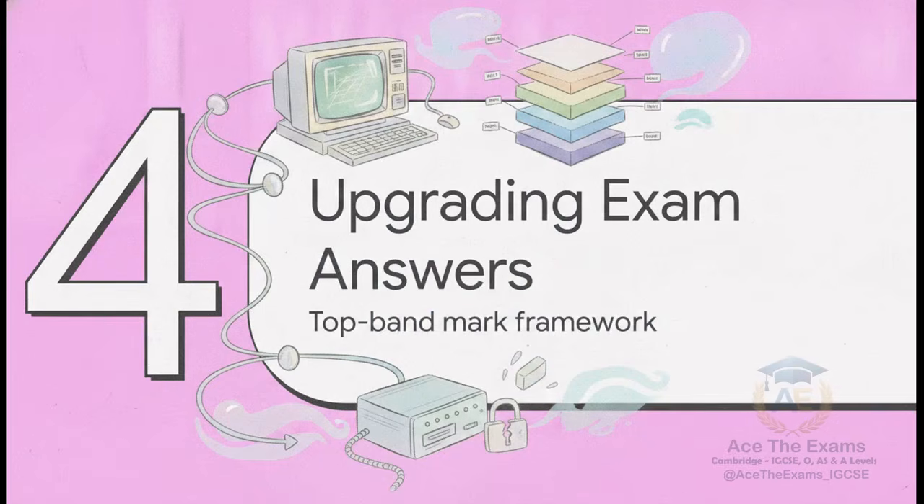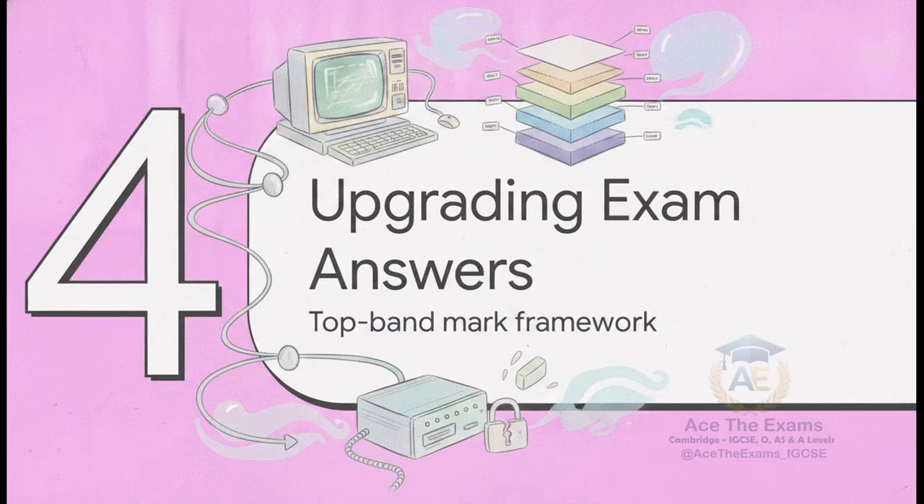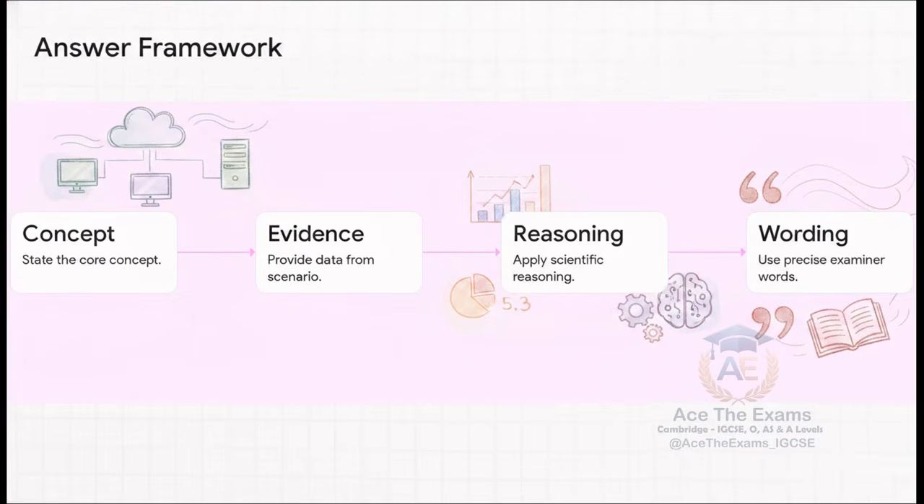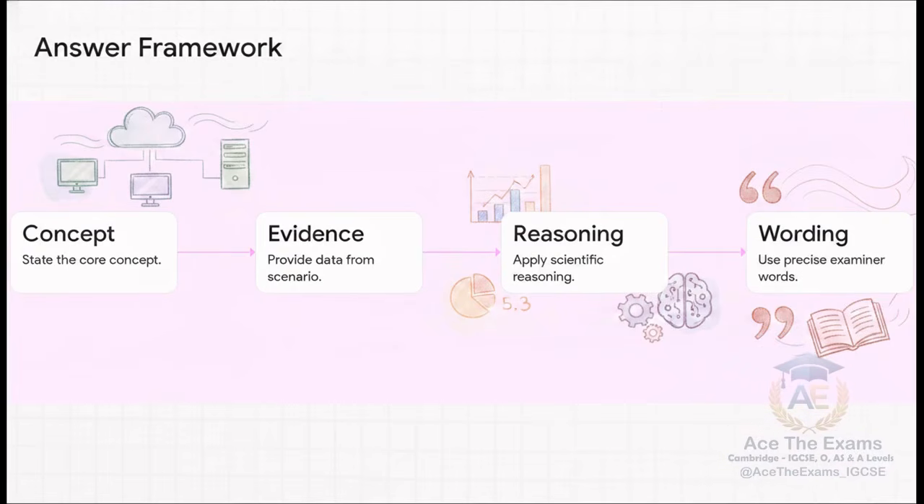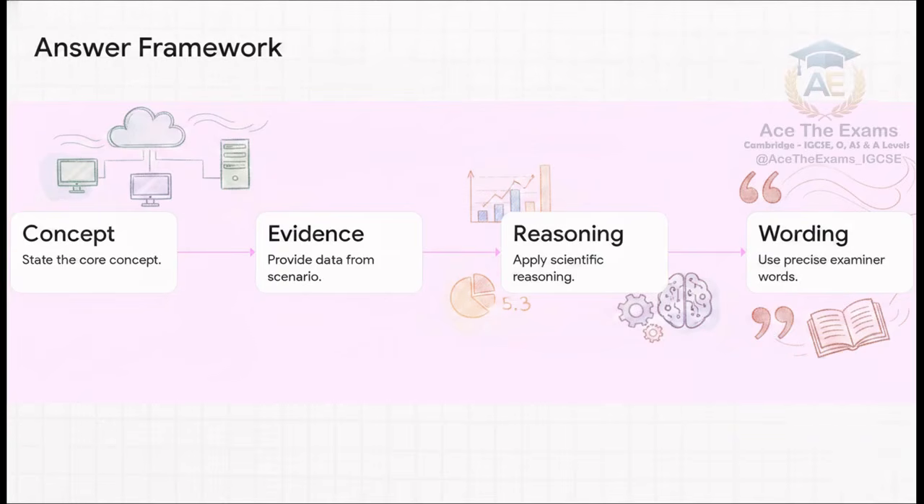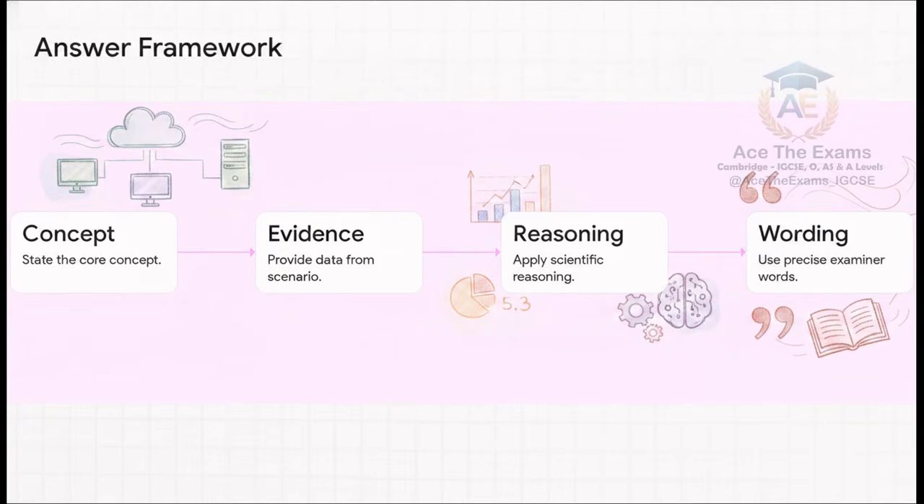Okay, Section 4, Upgrading Flawed Exam Answers, the framework for top band marks. Now, let's talk strategy. To actually secure those top band marks we've been talking about, you need a highly systematic approach. By moving methodically through these 4 steps, you make sure every single mark is captured and you avoid accidentally repeating the same idea twice. Step 1, state the core concept. Step 2, provide evidence or data straight from the specific scenario given in your prompt. Step 3, apply scientific reasoning, meaning explain the actual mechanism of how it works. And step 4, use precise examiner wording.